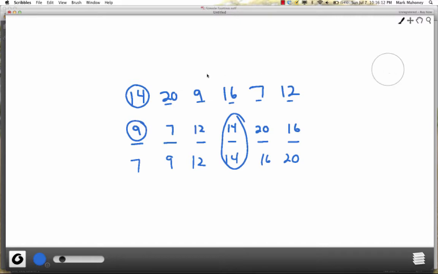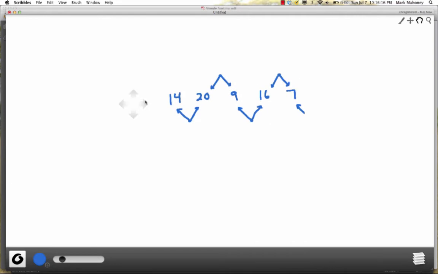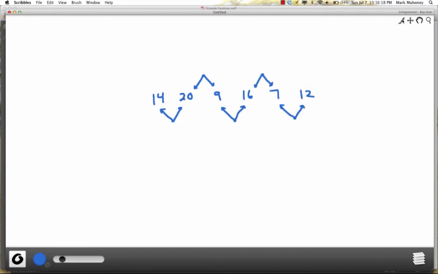Okay, so what do I mean by adjacent pairs? Well, let's go back to our original set of numbers. Adjacent pairs are just two numbers that are right next to each other. So here we have 6 numbers. There are actually 5 adjacent pairs. 14 and 20, 20 and 9, 9 and 16, 16 and 7, and 7 and 12. Okay, adjacent just means numbers that are right next to each other.